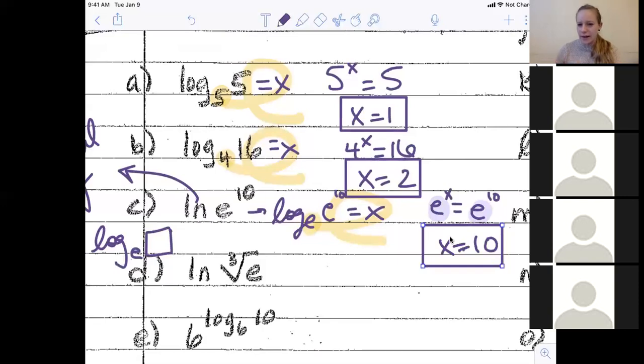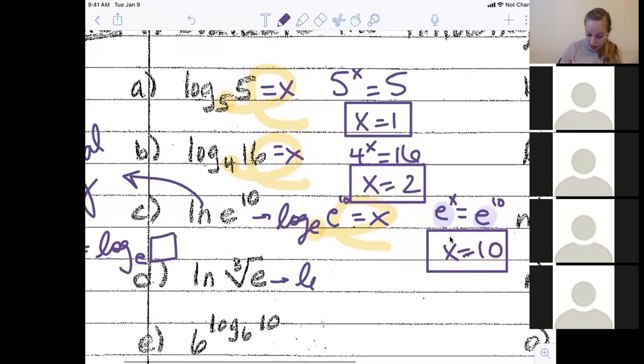Or x is 10. E has to be raised to the 10th power in order to equal e to the 10th. I've got another ln on the next step, so I'm gonna write log base e. Now I've got this cubic root of e. Remember when you have a radical, it makes a fraction as your exponent. So I'm gonna say e to the 1/3.